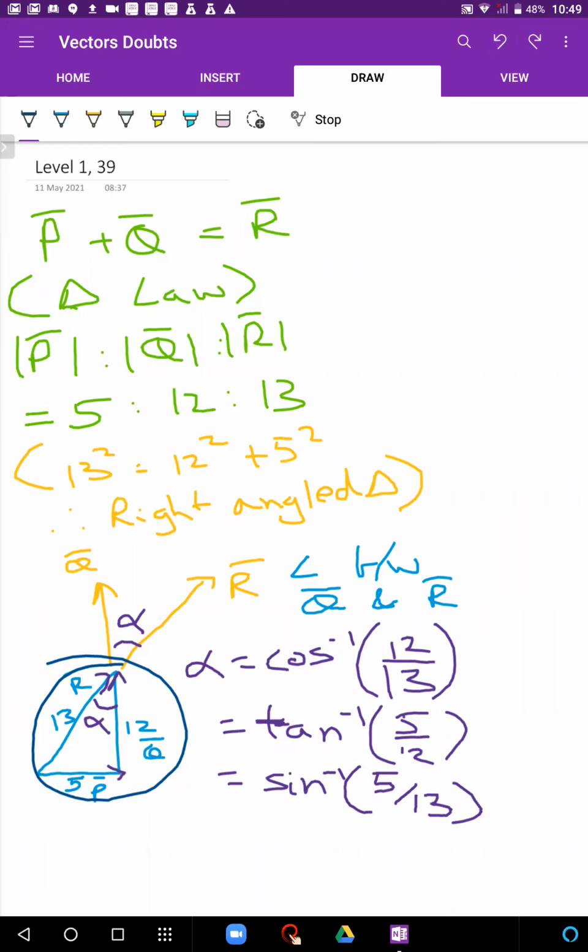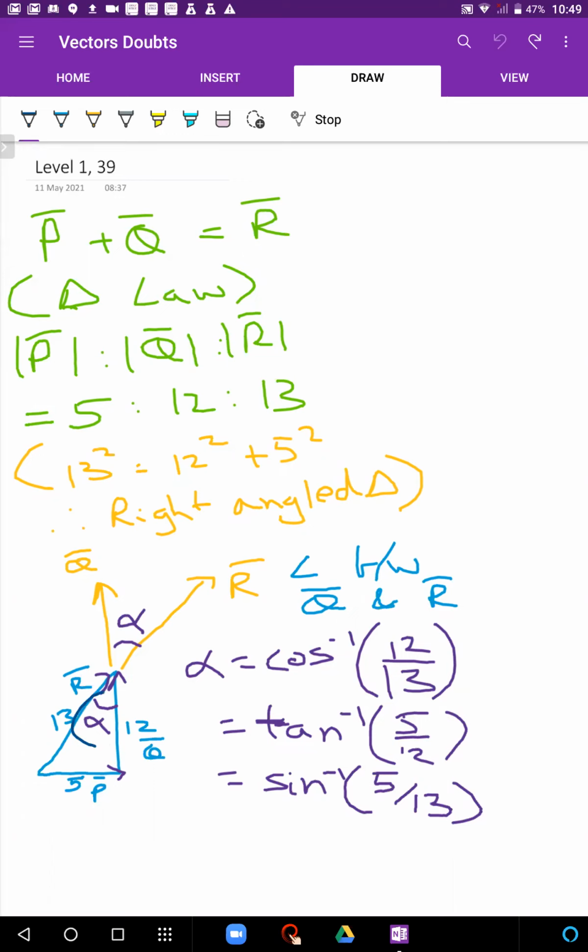P plus Q vectorially is equal to R. Draw the arrows then. P and Q are being added, so they should be joined head to tail, whereas R should be in the opposite sense. R is the resultant. It should be from the available tail to the available head. तो ऐसा arrows भी draw कर लिया. अंत में क्या पूछा है? I think the question is asking the angle between Q and R.